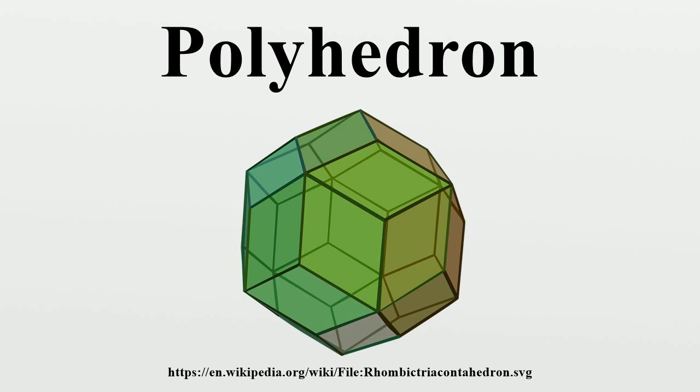Number of faces. Polyhedra may be classified and are often named according to the number of faces. The naming system is based on classical Greek, for example tetrahedron, pentahedron, hexahedron, triacontahedron, and so on.